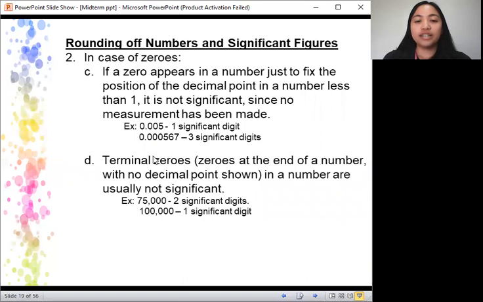Next, terminal zeros, or zeros at the end of a number with no decimal point shown, are usually not significant. So for example, 75,000, there is no decimal here, so its significant figures are only two. Another example, 100,000, there is no decimal point here, so its significant number is only 1.